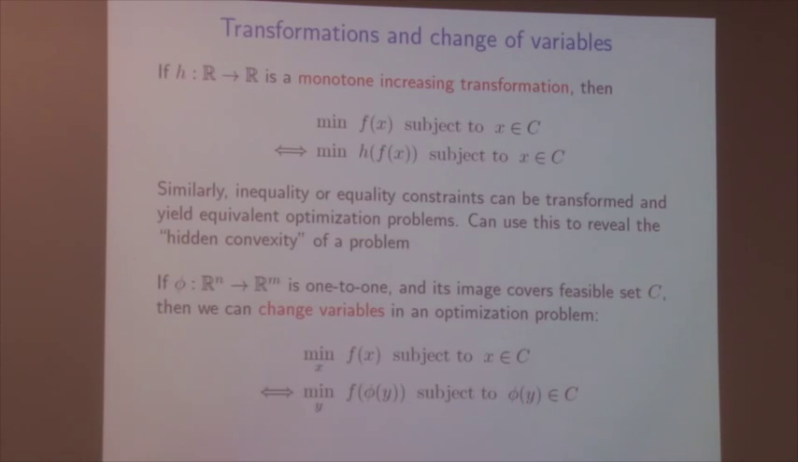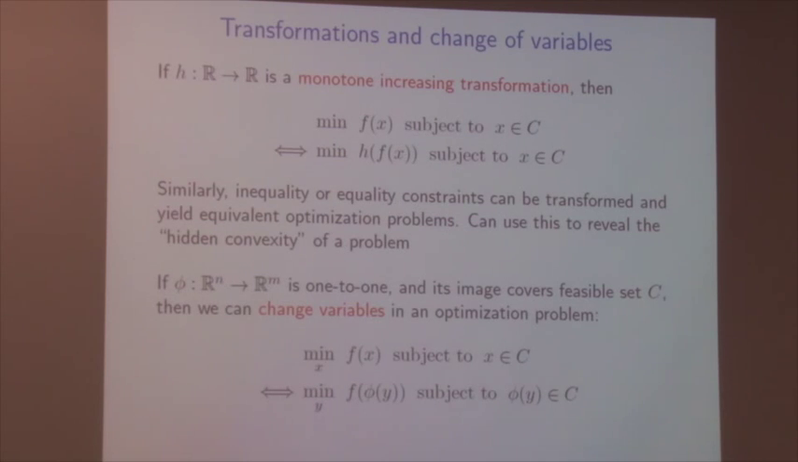So another thing we can do is transform our function or change variables and whatnot. So if I have h and h is monotone increasing, I can apply h to my objective and still have a convex problem. And I don't need to worry about changes to the feasible set or anything like that. Recall, you might be confused by the definition of h mapping from R to R. Recall that we've been thinking only about real-valued objective functions. But a function would still be convex even if it were not real-valued if I applied a monotone increasing transformation to it.